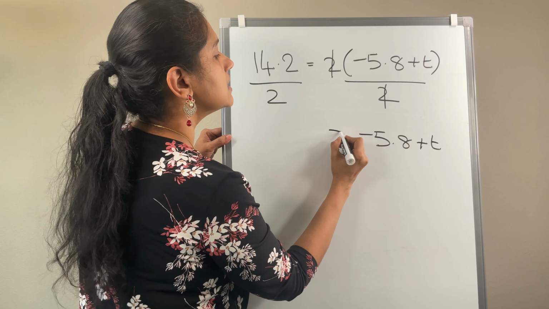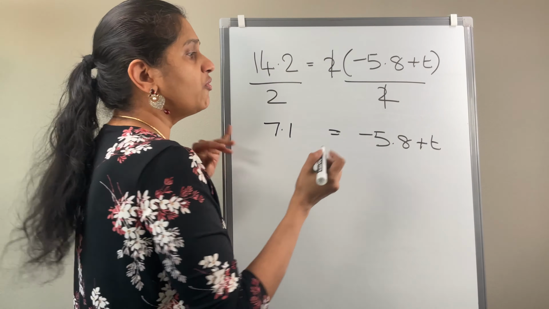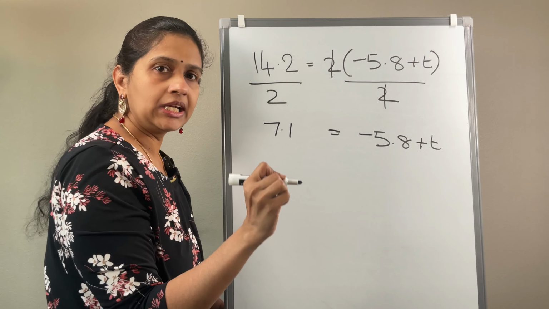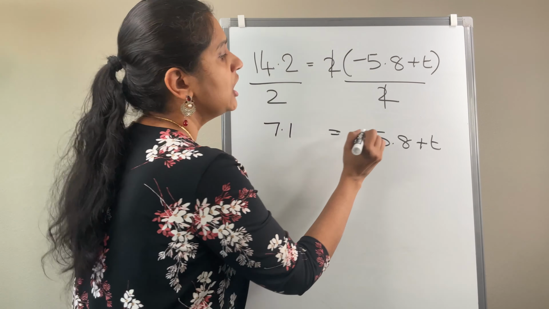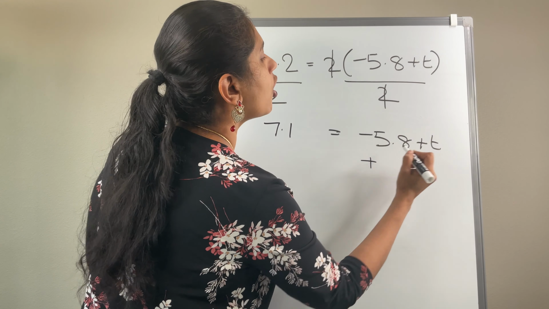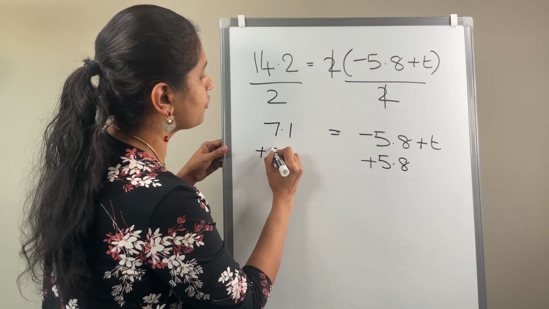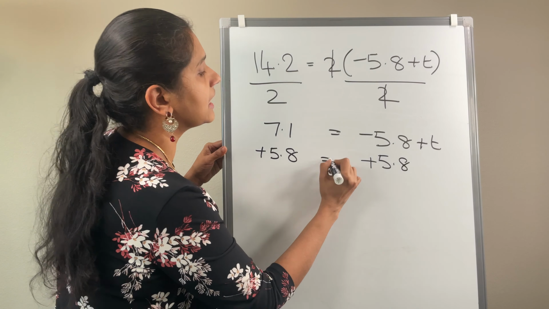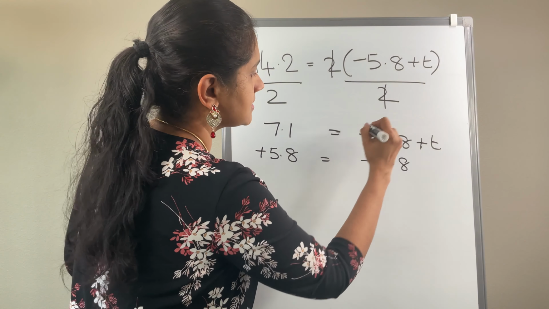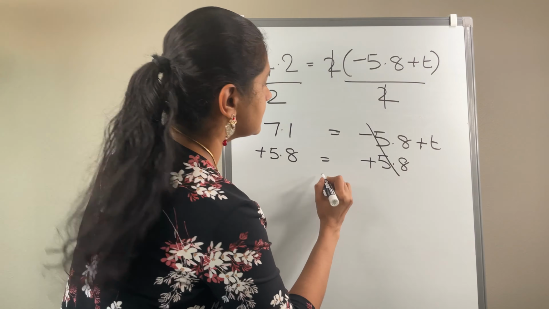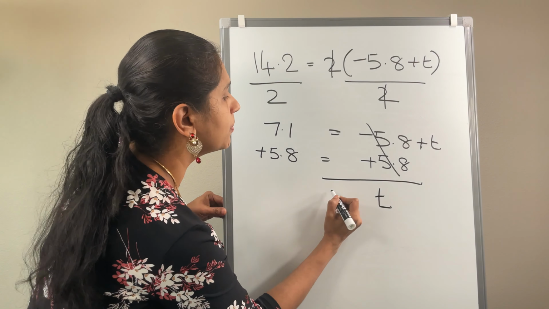What about the other side? Other side it's going to be 7.1. Now we have to isolate this variable t. So we need to avoid negative 5.8 which is near the variable t. So I am taking the inverse of negative 5.8 which is going to be positive 5.8. So I am simply adding 5.8 on both the sides. So as a result of this, this and this will get cancelled and you will be left with the variable t on one side. What about the other side?